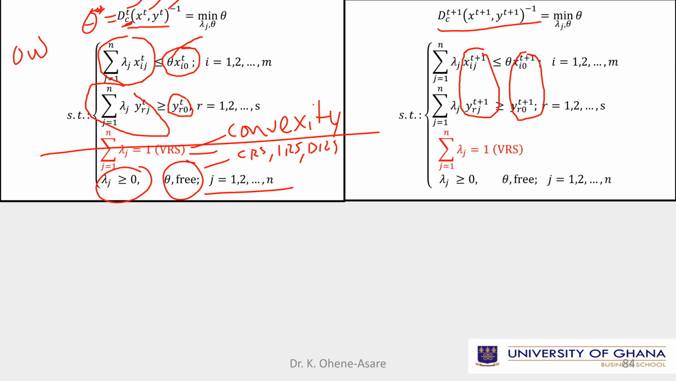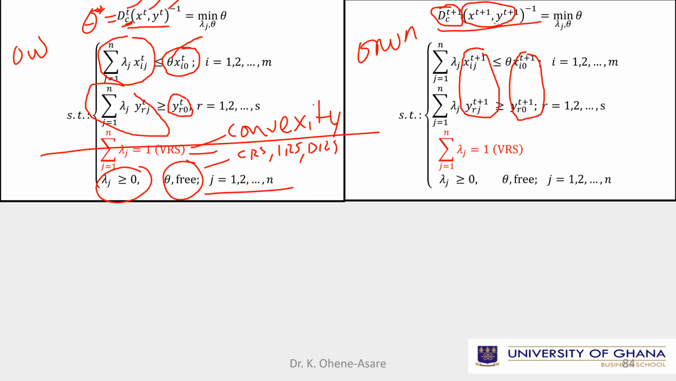Remember, it is the input and the output that are raised to the power T plus 1. It's not a lambda. It's the input and output that are raised to the power T plus 1. And the fact that all of these are T plus 1, T plus 1, T plus 1 means that you are doing own period efficiency. So this is also own period efficiency or own period distance function. So this own period efficiency score is saying that assess the efficiency of firm in year T plus 1 relative to frontier T plus 1. So the outer term is the frontier, the inside the bracket is the DMU.